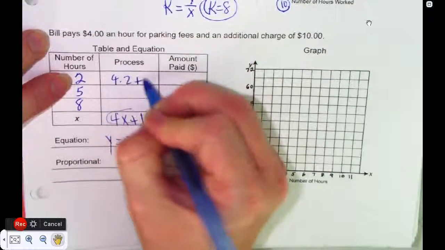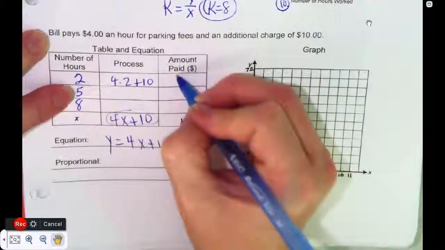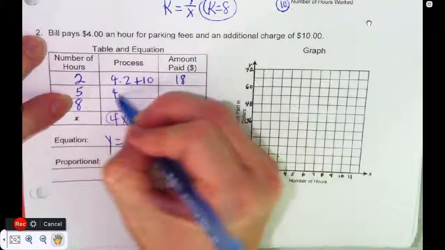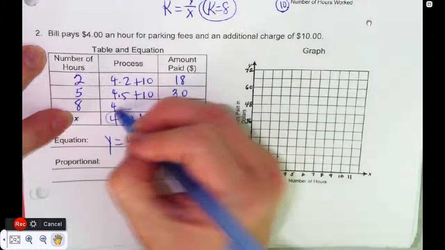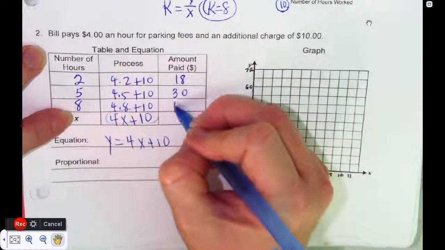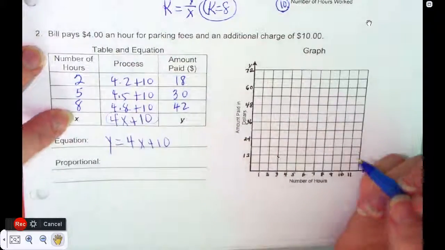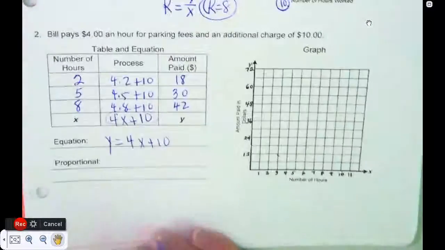4 times 2 plus 10 is 18. 4 times 5 plus 10 is 30. And 4 times 8 plus 10 is 42. Good. Now, hey, is this proportional before we ever go graph it?